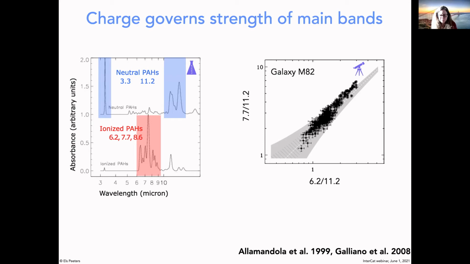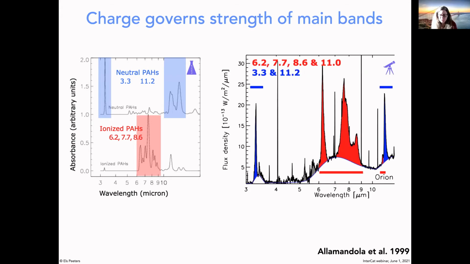They always come back. And so these observations are typically, if you bundle it together, what we know. This is once again the Orion spectrum from the first slide. And so from the observations, we find that the 3.3 and 11.2 correlate with each other, and that 6.2, 7.7, 8.6, and 11.0 correlate with each other, which is basically a perfect match if you look at how neutral and ionized PAHs emit, based on the lab data that we have here on the left-hand side.